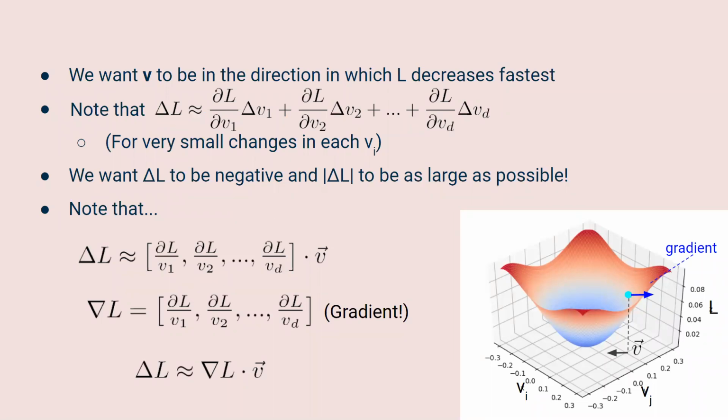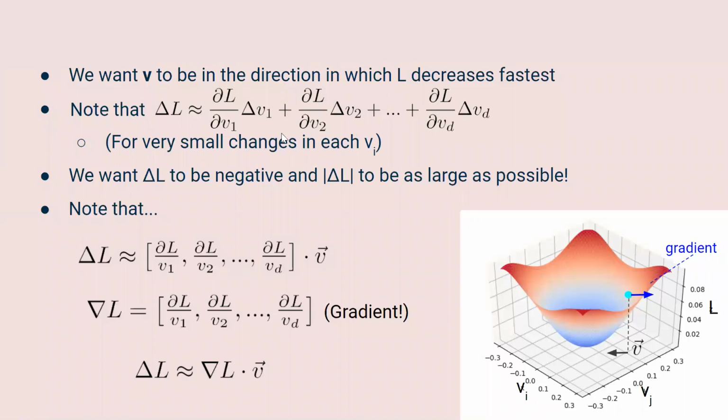So again, we want V to be in the direction in which L decreases fastest. And obviously we've explained in a previous slide that it's the opposite direction of the gradient, but we can motivate why that is by estimating how much we actually change L conditioned on which V we pick.